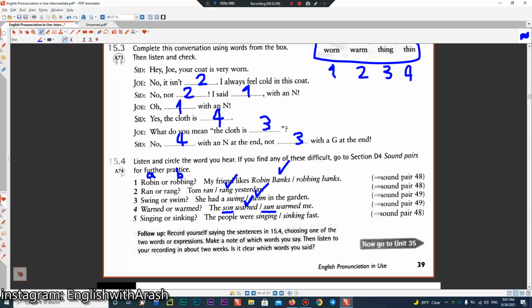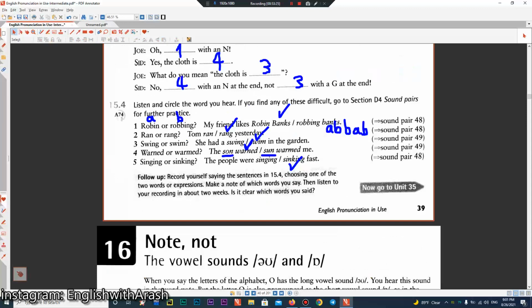This one was super easy. Yes, sinking. The people were sinking fast. So our answer is A, B, B, A, B, B, A, B. Now let's go and check.